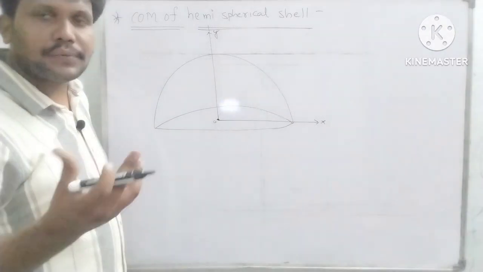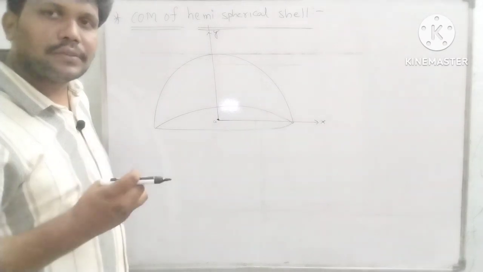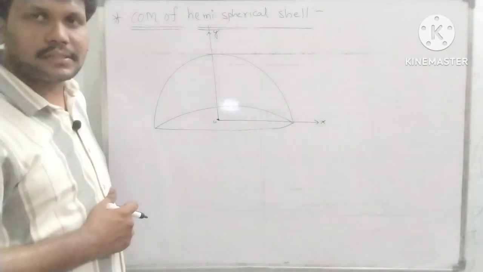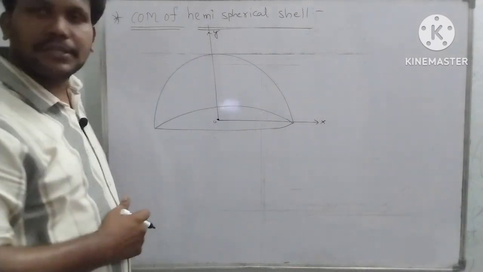And of course, this is a continuous body. For continuous bodies we cannot find the center of mass directly. So then what do we have to do? We should take small elemental masses. So that is why I am going to take a small elemental mass from this hemispherical shell.